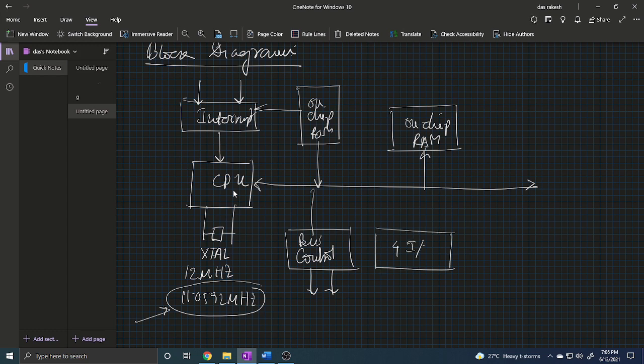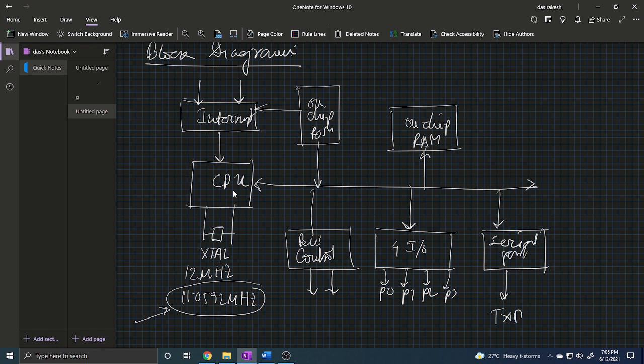4 IO ports are used, named port 0, port 1, port 2, and port 3 respectively, and this bus is connected to another block known as the serial port. From this serial port, 2 pins come out, one transmit pin and one receive pin. Okay, and there is another block connected in 8051 known as the timer block.